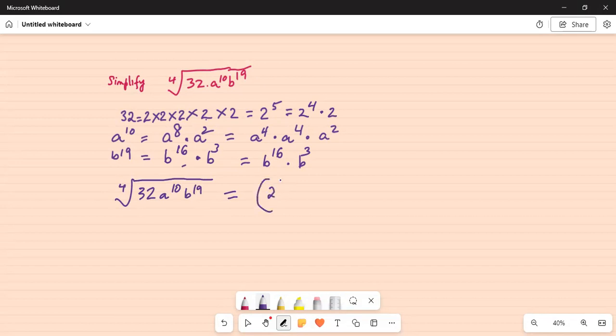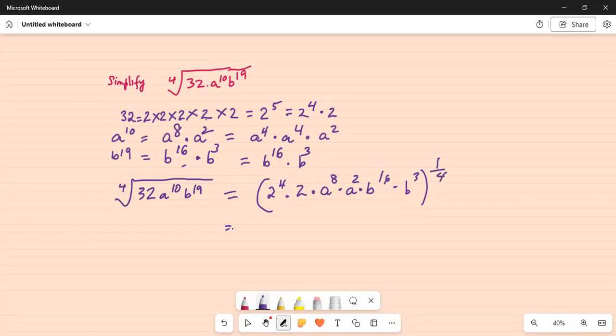32 is 2 to the exponent 4 times 2. Remember, 2 to the power of 4 is 16, times 2 is 32. Times a to the 10, let's make it a to the 8 times a squared. And b to the 19 we will write as b to the 16 times b cubed, inside the parentheses. What is outside the parentheses? Remember, fourth root is the same as exponent of 1/4.